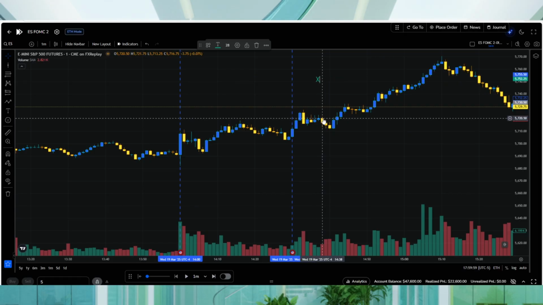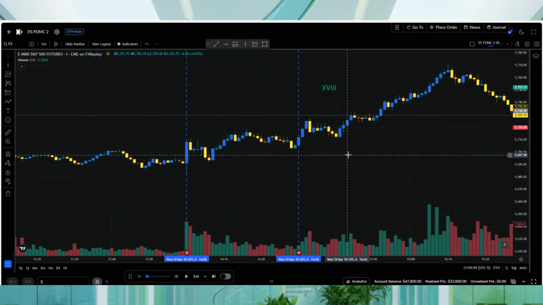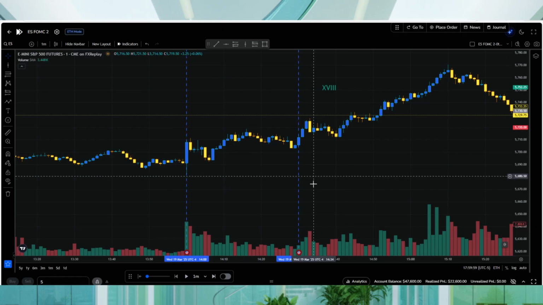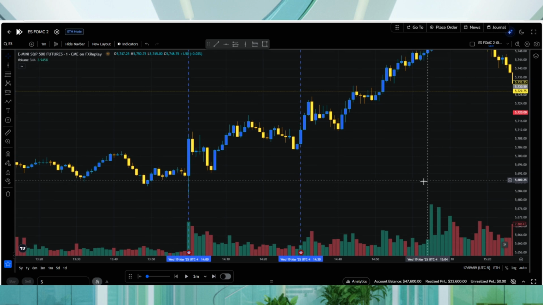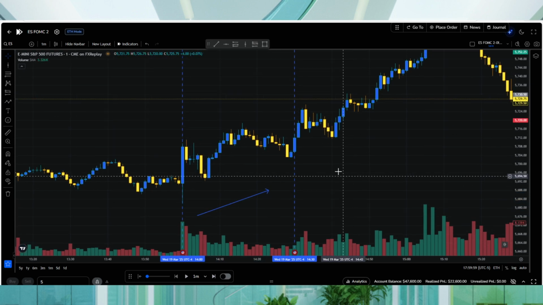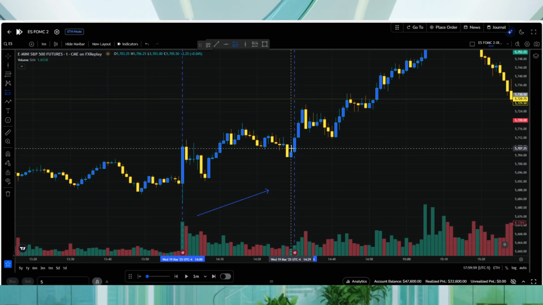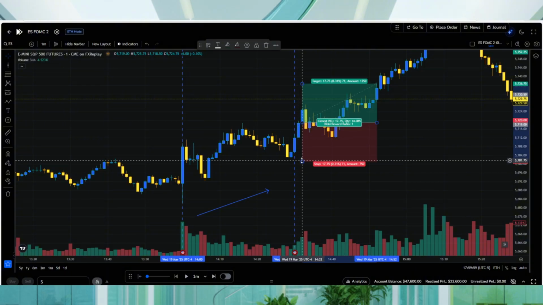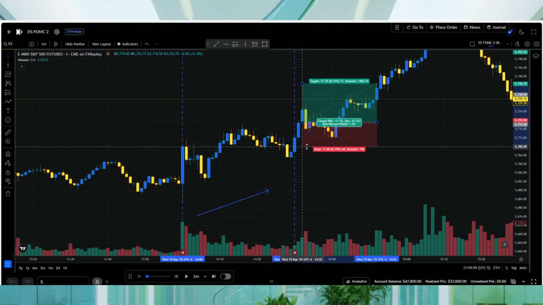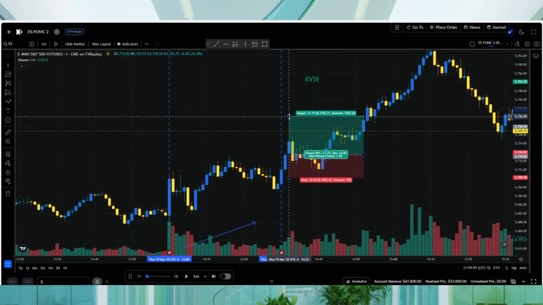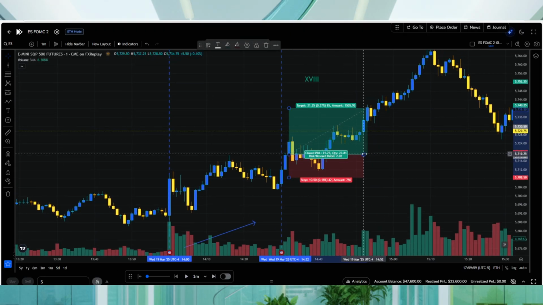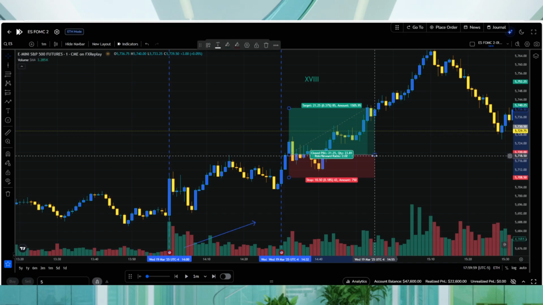So this would be the 18th trade. March 19th. Market's printing higher highs, higher lows. And we get an entry off the bat here. 2 successive green candles. And we get 20 points off the bat.